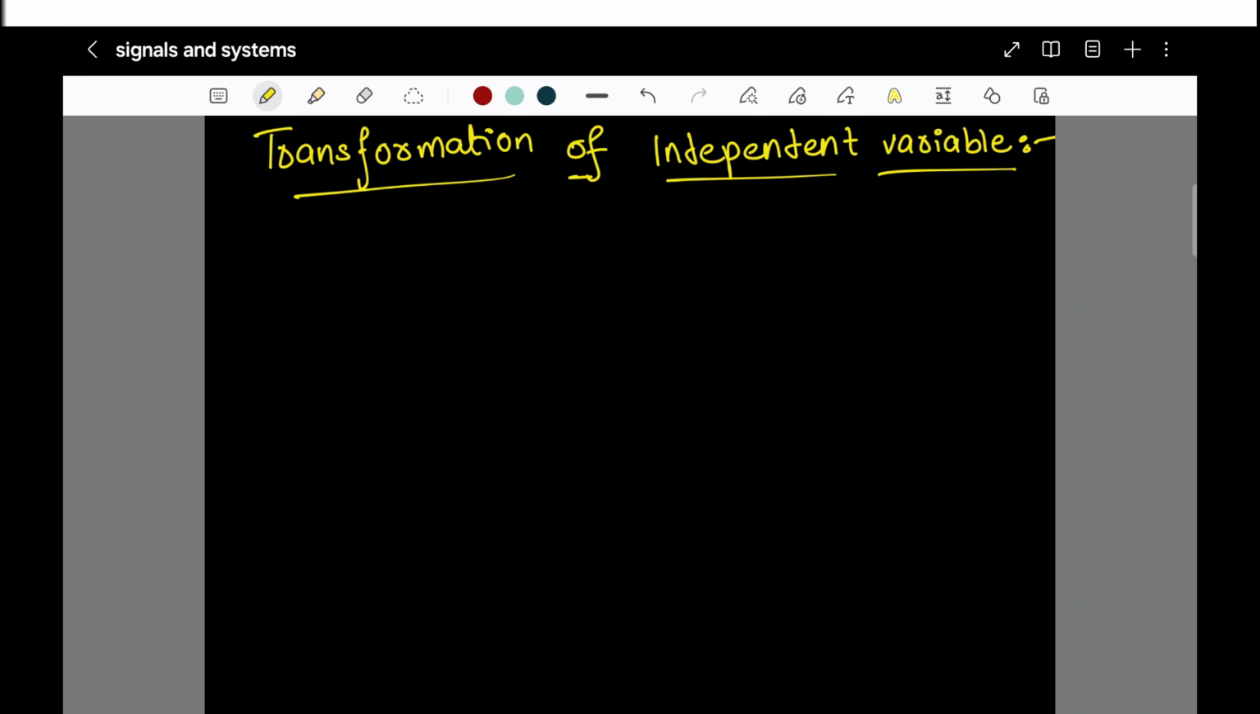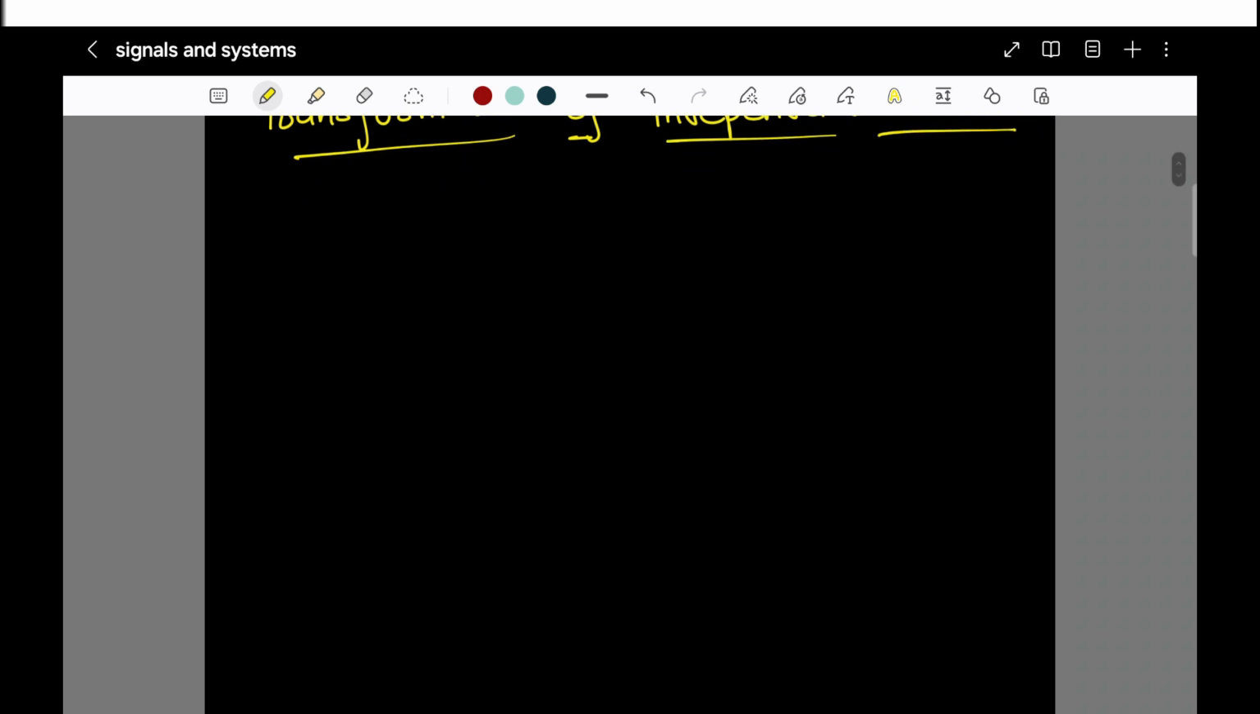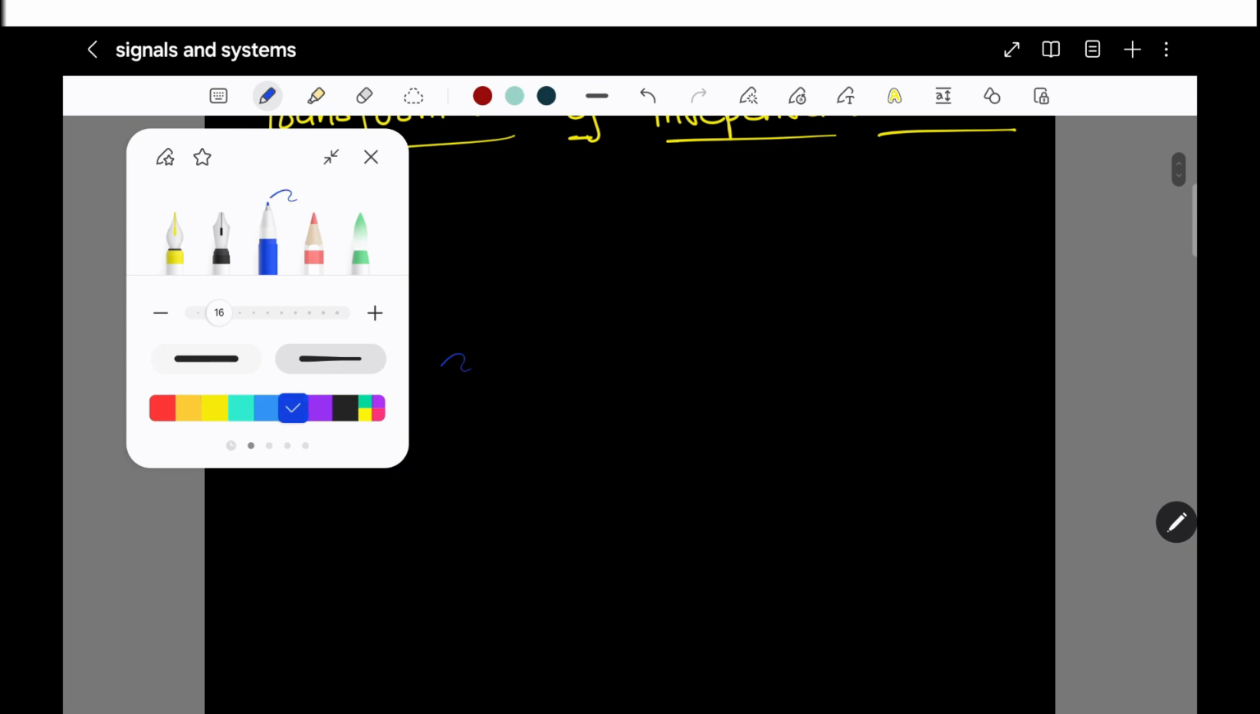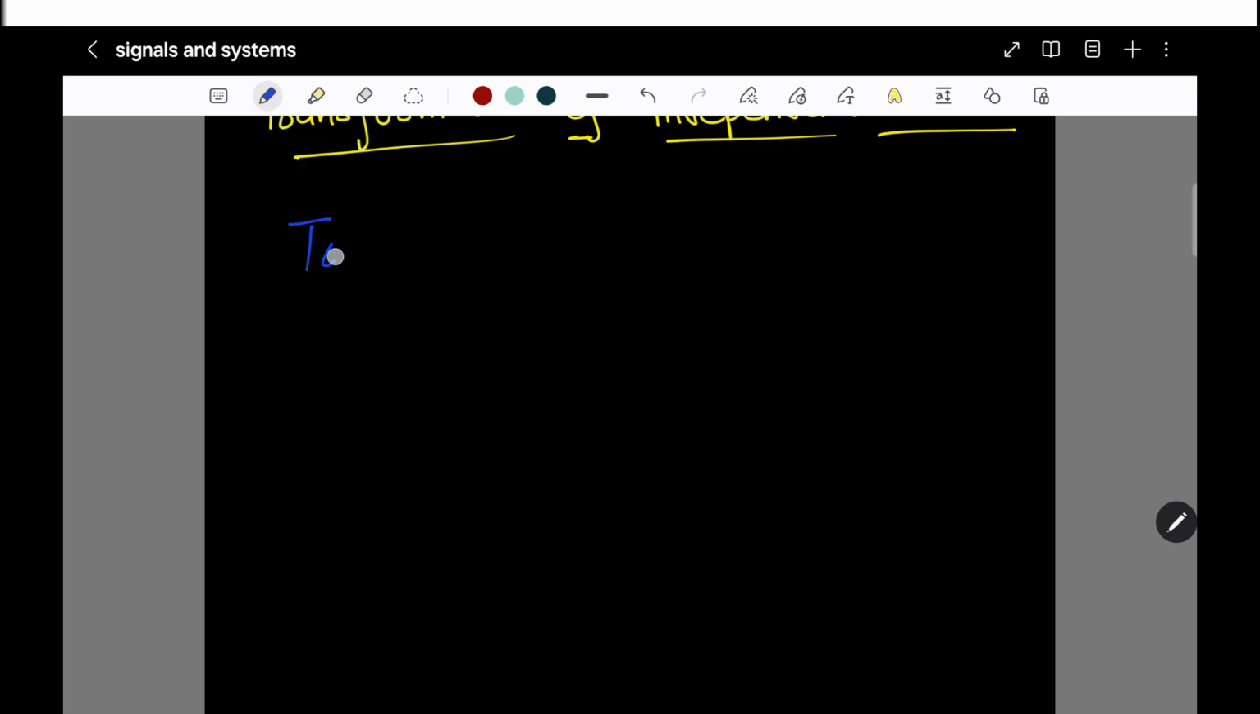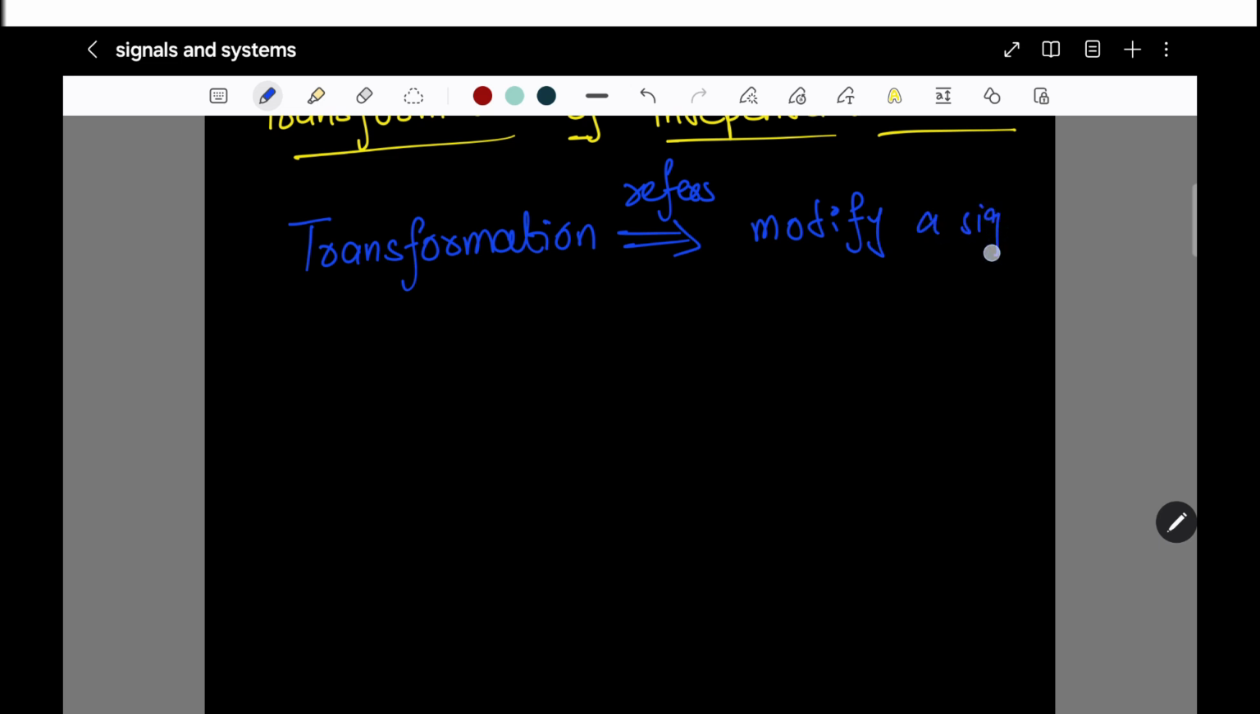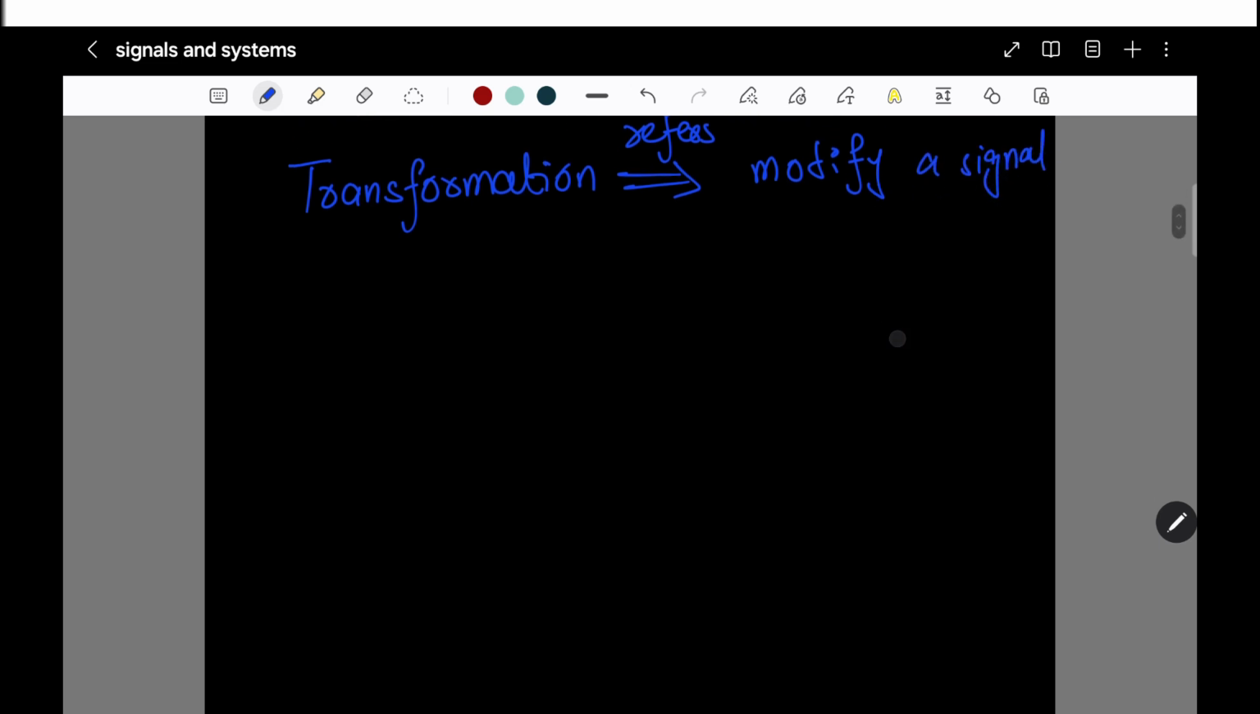Hello everyone. So in this video we will talk about the transformation of an independent variable. So what is the meaning of transformation? Transformation actually refers to modifying a signal.